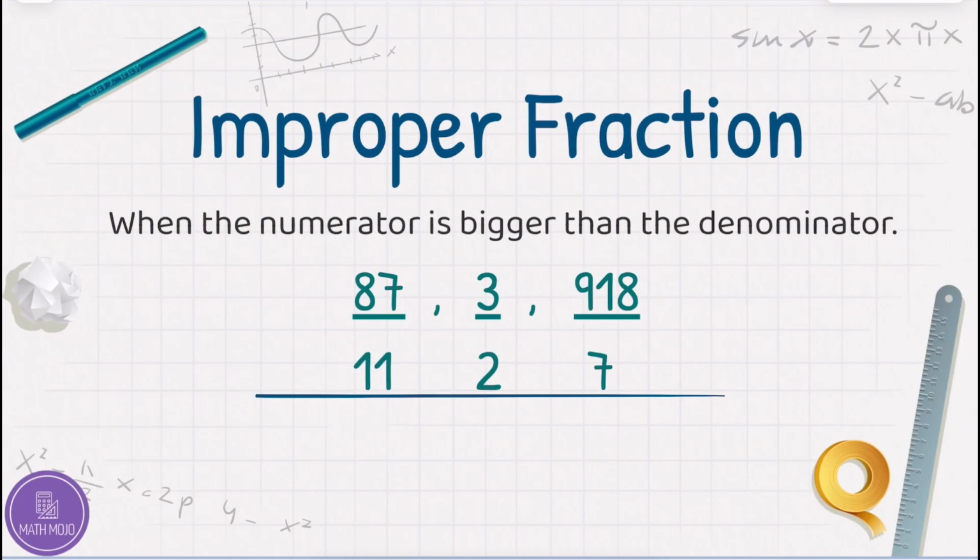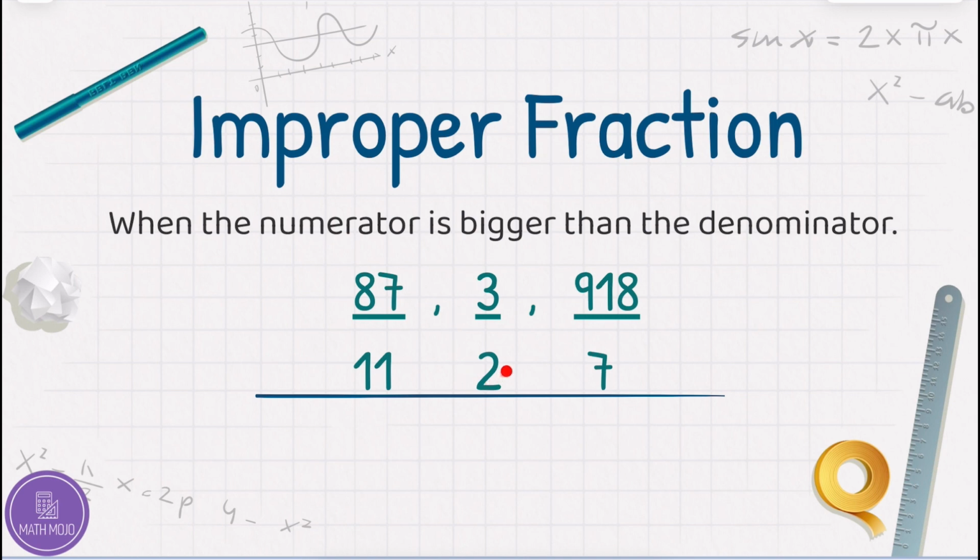Today we're going to be talking about fractions, more specifically improper fractions and mixed numbers. So let's start off with the definition of an improper fraction, which is when the numerator is bigger than the denominator. Looking at our first example, we have 87 over 11. 87 is our numerator and 11 is the denominator. And as you can see, 87 is bigger than 11, which is our denominator.